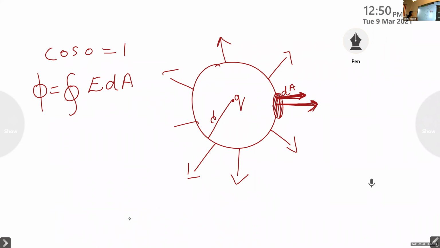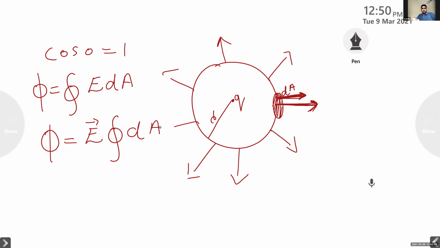Now, the electric field is a constant, so taking it outside, phi is equal to E into the integral of dA. What is the integral of dA? The integral of dA is that quantity itself, A. So what happens to our equation? Phi is equal to E into A. Clear?